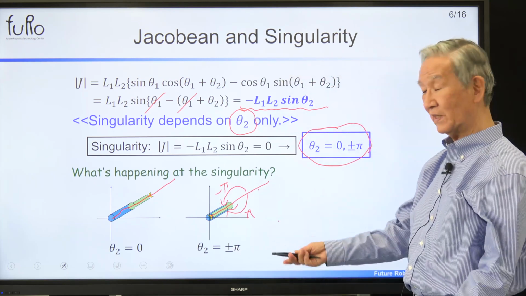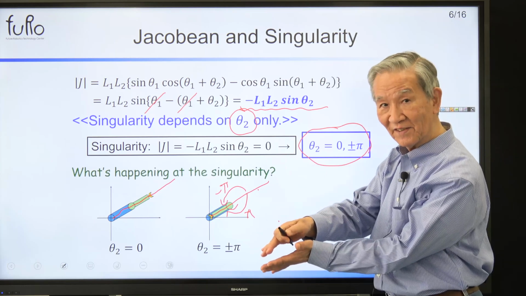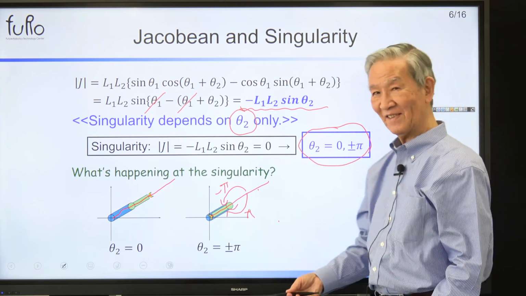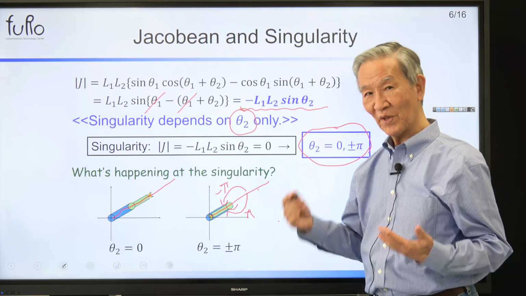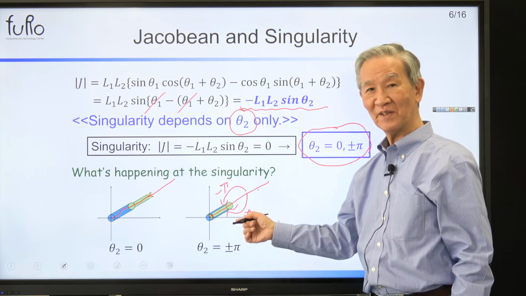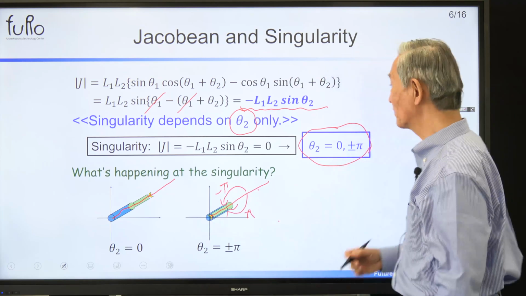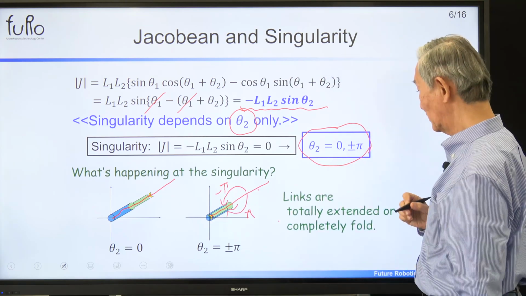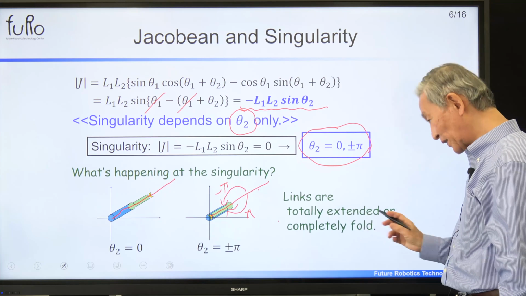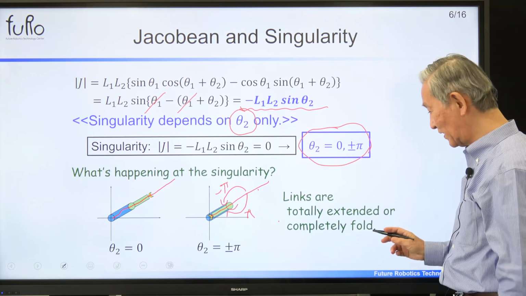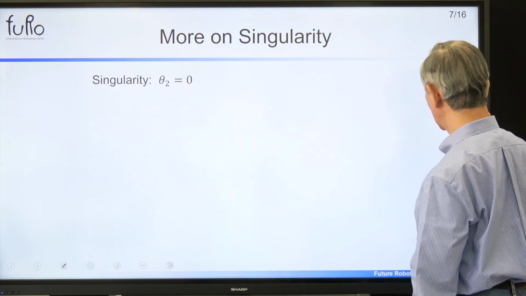But anyway, what's going on is that the arm is totally folded, right? I'm not sure whether you can actually do this or not, but mathematically speaking, this or that is happening. The links are totally expanded or completely folded.